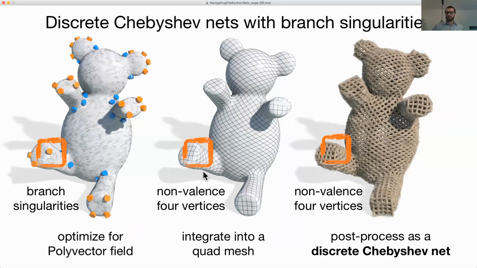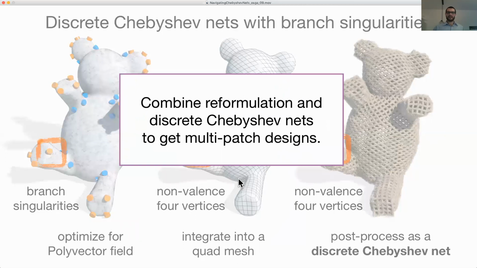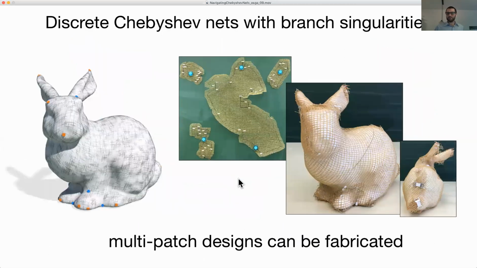And then what we can do is post-process the quad mesh as a discrete Chebyshev net. But here, we do not ask it to be close to the target surface. We just ask for it to be a discrete Chebyshev net from the resulting quad mesh. And what we get is this really surprising and cool result of global discrete Chebyshev nets that are actually physically manufacturable.